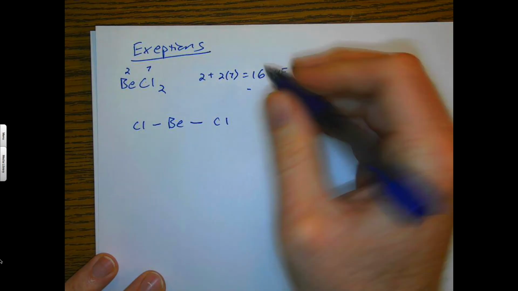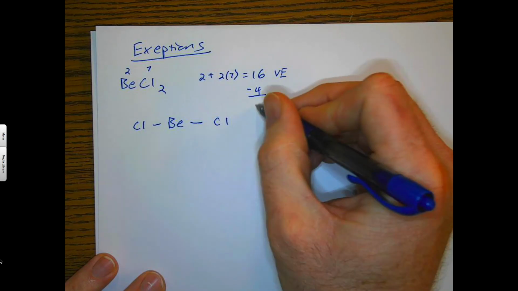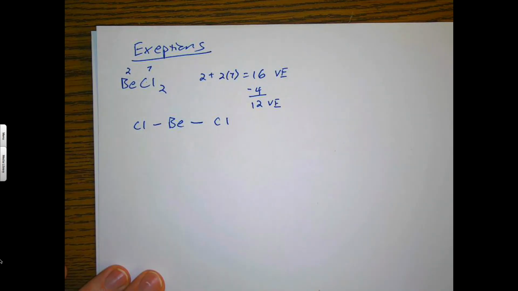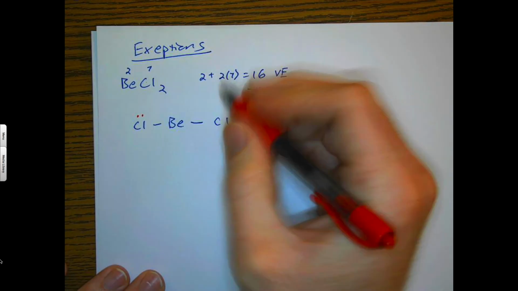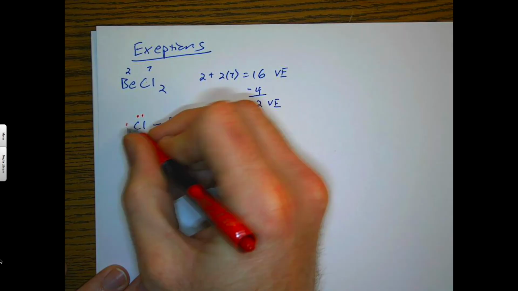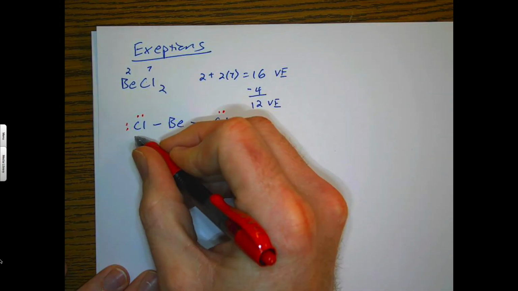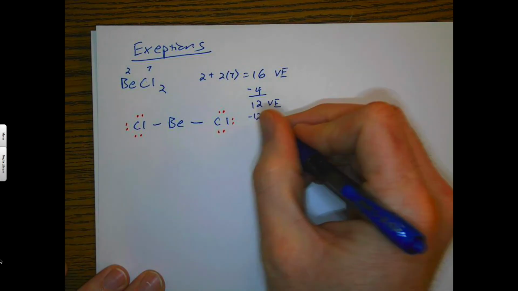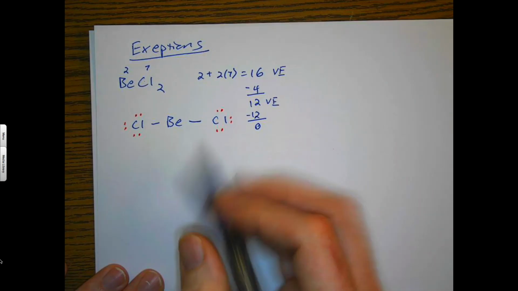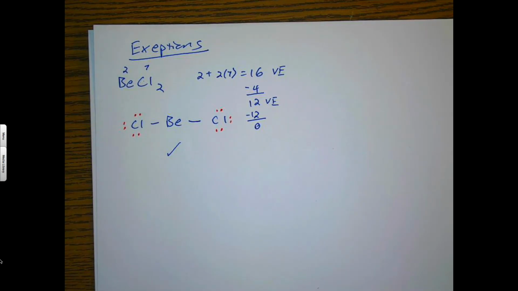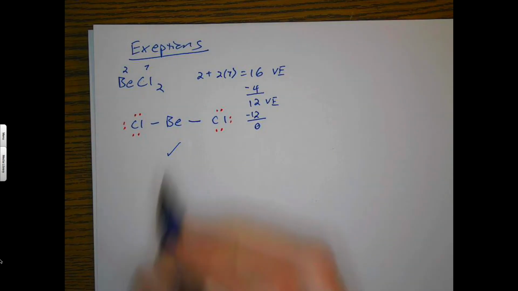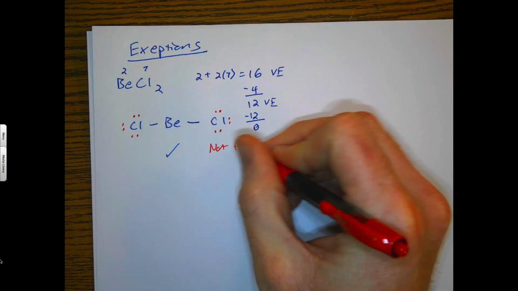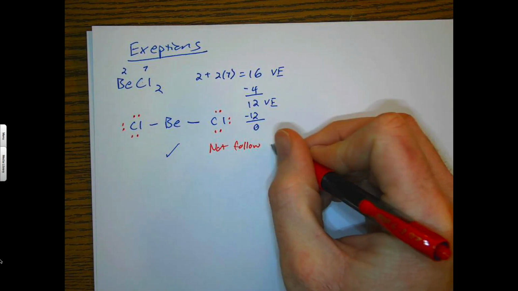And so we just did 4 electrons, so that's going to be 12 valence electrons left. So that means we're going to place 1, 2, 3, 4, 5, 6, 7, 8, 9, 10, 11, 12. Subtract 12, and we get 0. Now, that is actually totally correct. That is where you will stop. Beryllium does not follow the octet rule.